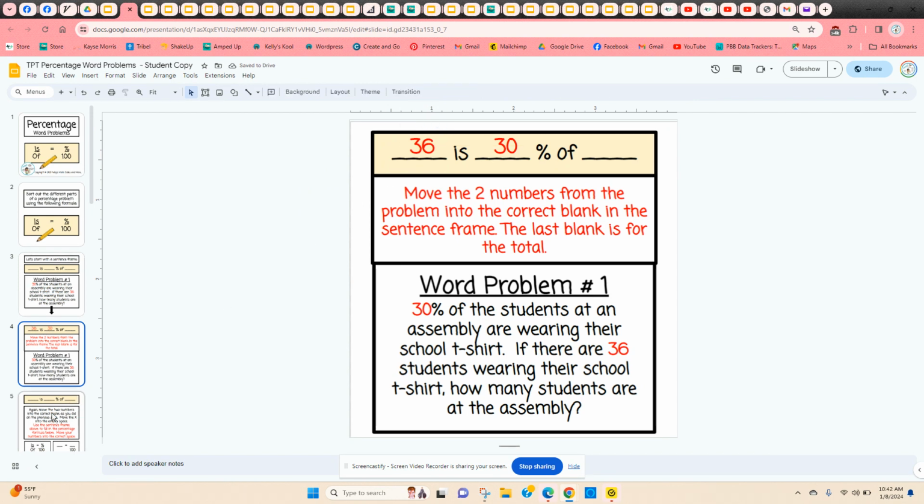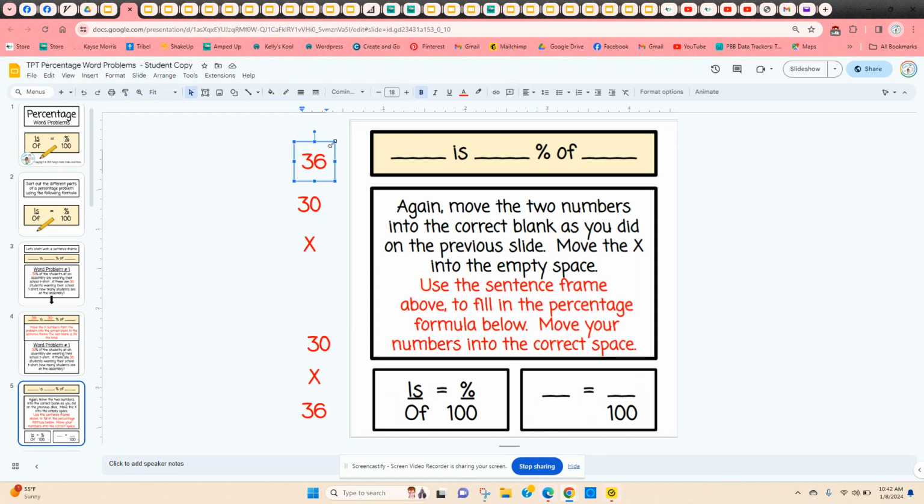Now the next slide, students are just going to repeat that again, 36 and then 30, so they can refer back to the previous slide if they didn't remember where they placed the numbers. And on this one, we're now going to place a variable for the number that we don't know.